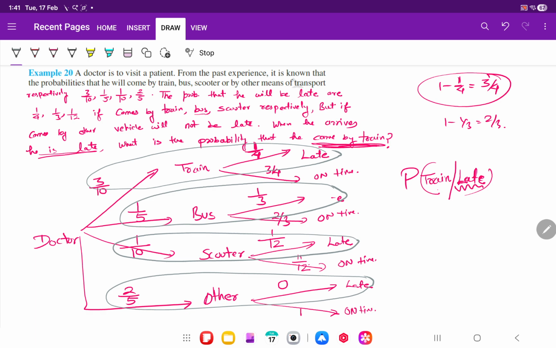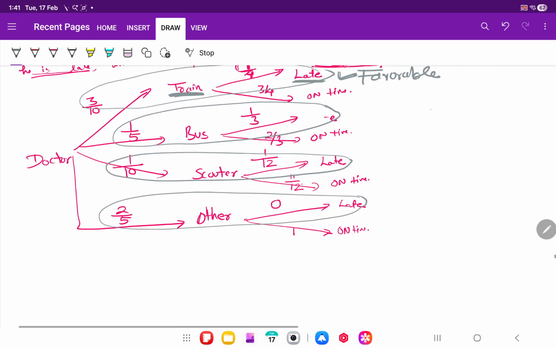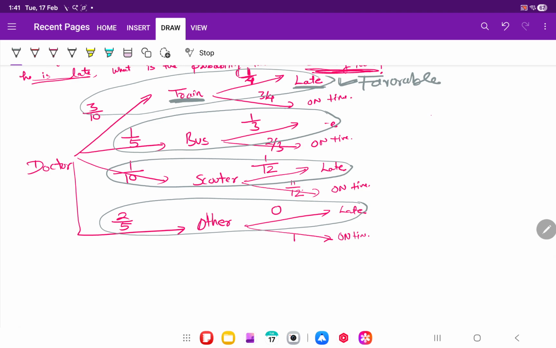Out of that, which one is favorable? That he came by train. Which one seems to be favorable? This one only, that he came by train and he is late. So now we will find the probability by using this table. Probability is favorable in the numerator over total possibilities.